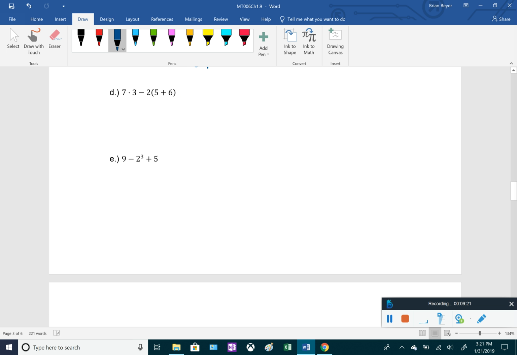Next one, 7 times 3 minus 2 times the quantity 5 plus 6. So we have parentheses, so I'm going to ignore everything else until we do the parentheses. So 5 plus 6 is 11. So we have two multiplications here, separated by a subtraction sign. So I'm just going to do them both. So 7 times 3 is 21, minus 2 times 11 is 22, and 21 minus 22 is negative 1.